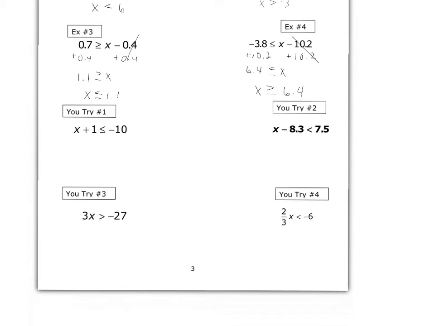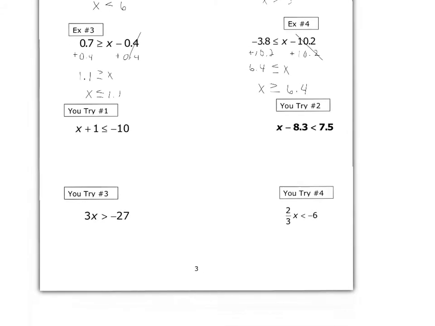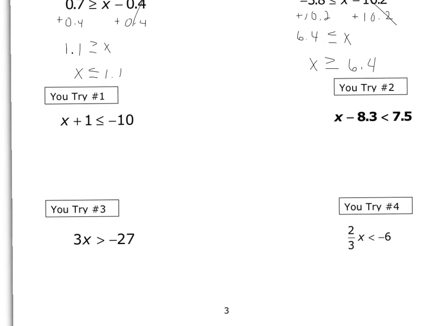Given that I have given you the first several here, I want you to try You Try 1 and You Try 2 all by yourself. Take a minute, pause this video, and work through those 2 examples on your own. Now that you've tried those examples, I'm going to move on to different types that are multiplication and division.